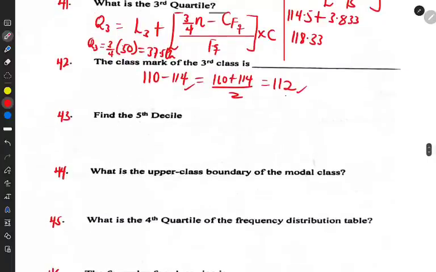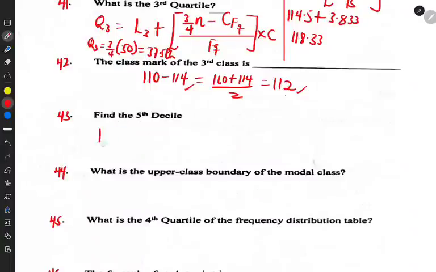Then 43, find the fifth decile. So this is grouped data. Fifth decile means half of the data, 5 out of 10. Decile is measured in terms of the total, out of 10. So fifth decile means you have 5 over 10, which is the same thing as 1 over 2. This is equivalent to finding the median. So let's go with that.